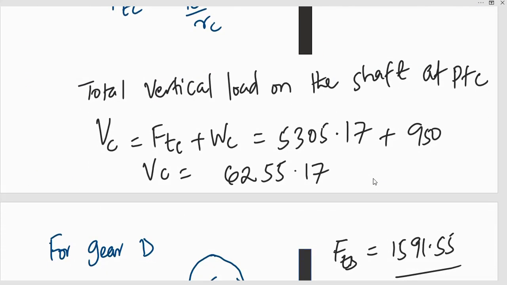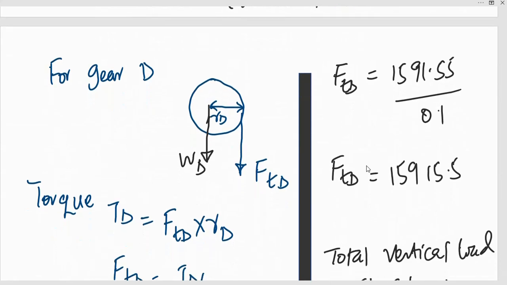Total vertical load, therefore, on the shaft at point C, or at gear C, will involve the tangential component of the normal force transmitted at the gear. Then we also have the weight of the gear at C. So the weight of the gear is Wc, and the tangential component of the normal force is Ftc. If we substitute it in here, we will have 5305.17 plus 950, which is the weight of gear C, and this gives us 6255.17 newtons.